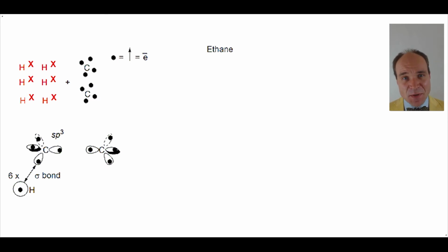There's another sort of bond possible in ethane, and that is where this sp3 hybridized orbital of one carbon is involved in making a bond with the sp3 hybridized orbital of the other carbon. This will also form a sigma bond.